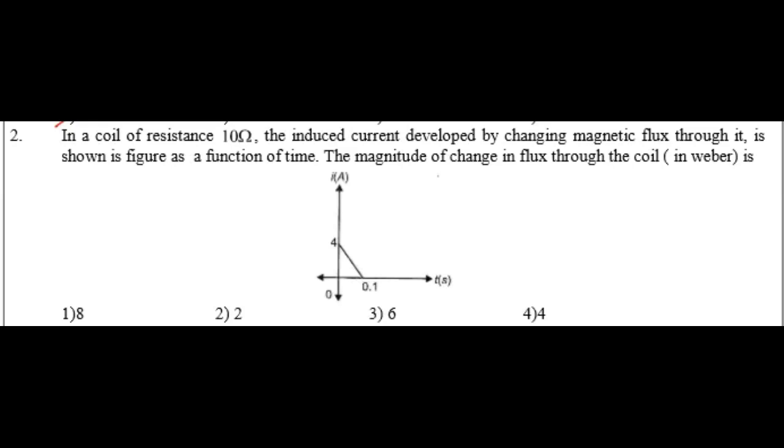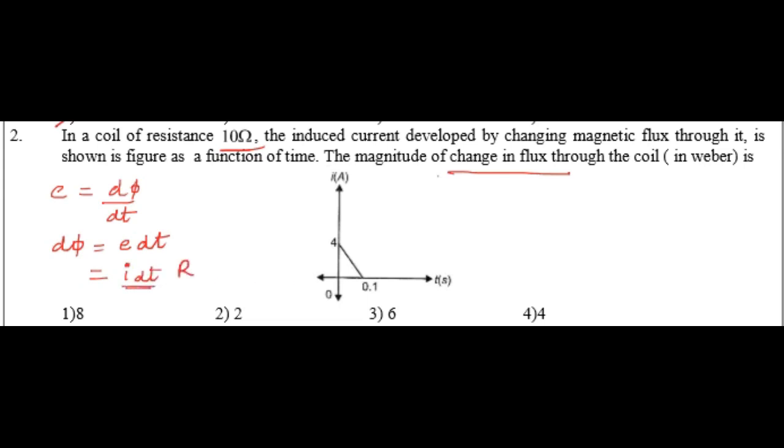In a coil, the resistance is 10 ohm. The induced current developed by changing the magnetic flux through it is shown in the figure as a function of time. The magnitude of change in flux through the coil is, we have to calculate. Now E is equal to d phi by dt. Then d phi is equal to E dt. So E is the potential difference, which is EMF, which is equal to IR. So I into dt into R.